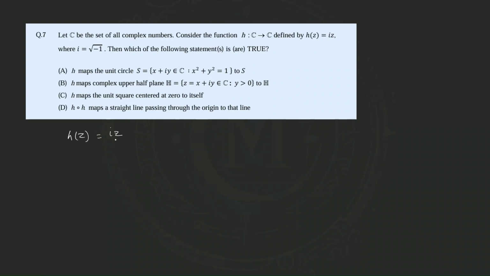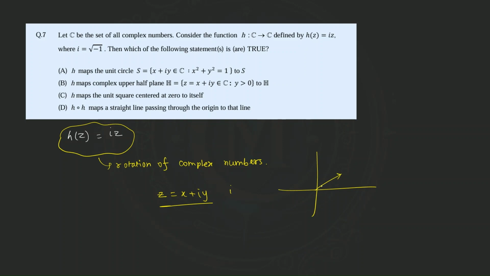Now think about this. This is related to the rotation of complex numbers. When we multiply a complex number z equal to x plus iota y by iota, we actually rotate the vector which represents this complex number z by an angle of 90 degrees in the anti-clockwise direction. So this becomes iota times z. Let us use this concept here.